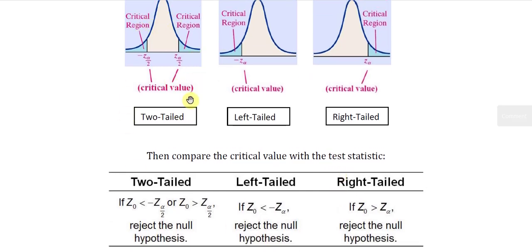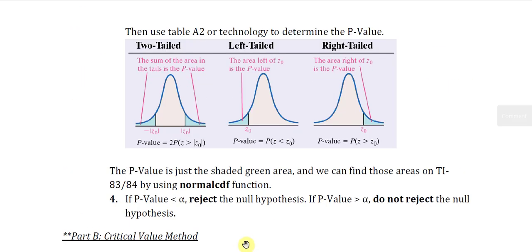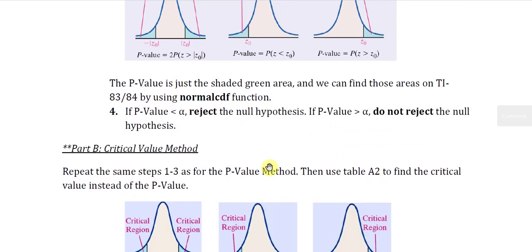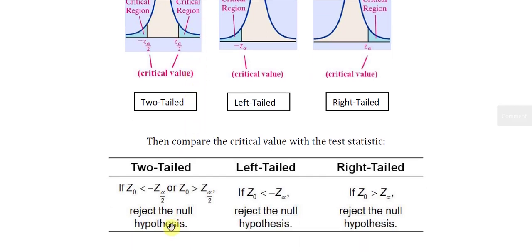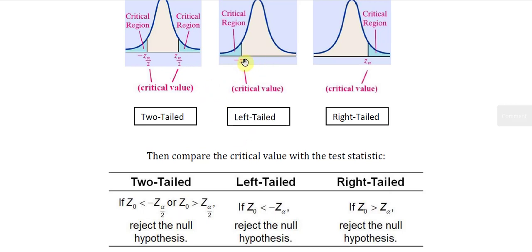For the two tails, if the test statistic z0, which is this guy here, is inside the critical region, the left one or the right one, then we reject the null hypothesis. For the left tail, if it's less than minus z alpha, then we also reject the hypothesis. Or if it's bigger than z alpha, then we also reject the hypothesis. In other words, for the critical value method, if the test statistic is inside the critical region, then we reject the null hypothesis.